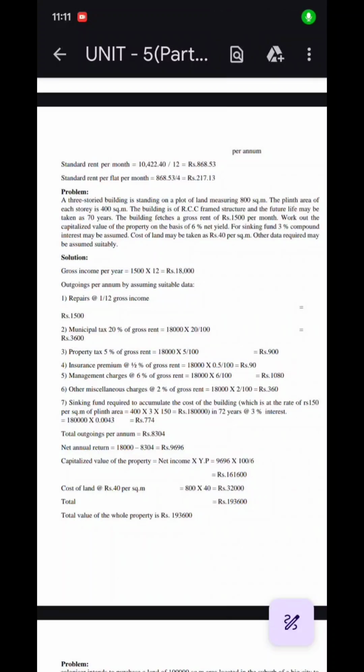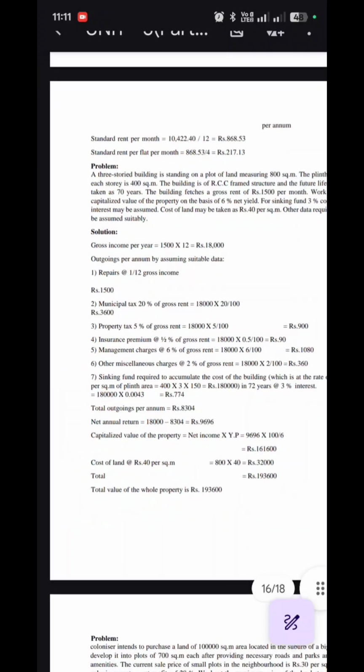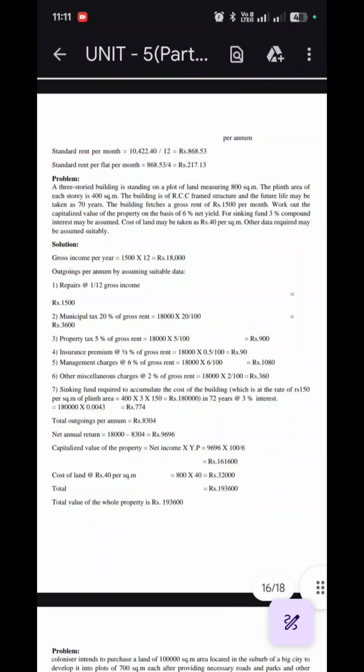Everyone, we are discussing a valuation problem. First, read the problem. A 3-storey building is standing on a plot of land measuring 800 square meters. The plinth area of each storey is 400 square meters. The building is of RCC framed structure and the future lifespan may be taken as 70 years.